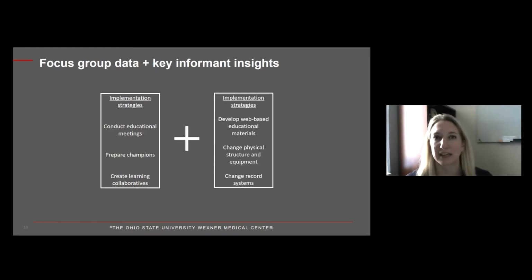So in other words, they needed us to build in fields in EPIC, which is the electronic medical record for Ohio State. And so that would be that last item there, that box on the right, change record systems. That would include changing the EMR to allow for more routine or streamlined documentation of our 2 assessments of interest.